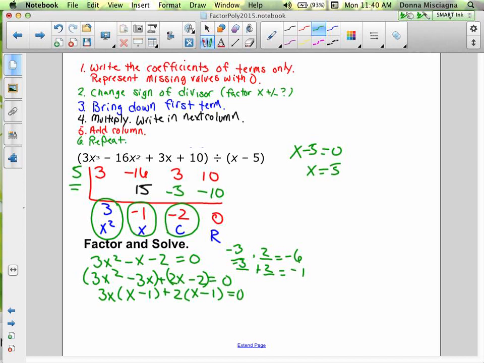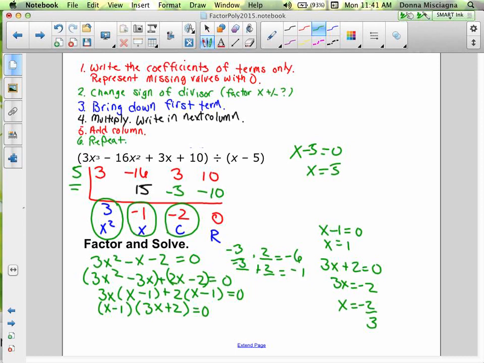We can then factor out the repeating x minus 1. X minus 1 is a factor for each of those terms, and we factor out the x minus 1. We're left with 3x plus 2. Right? And then we'll set our factors equal to 0. So we have x minus 1 equals 0, x equals 1, and 3x plus 2 equals 0. That means 3x equals -2. Divide both sides by 3. X is -2/3.